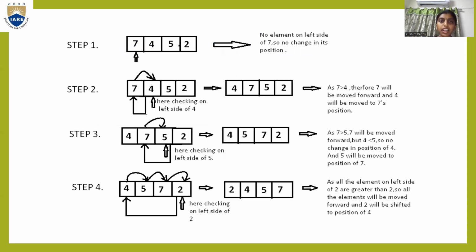So let us look at the example. So here we are going to take an array of 7, 4, 5, 2, and you are going to take 7 as a sorted element.